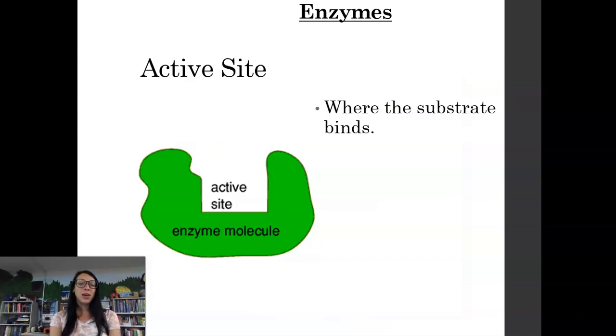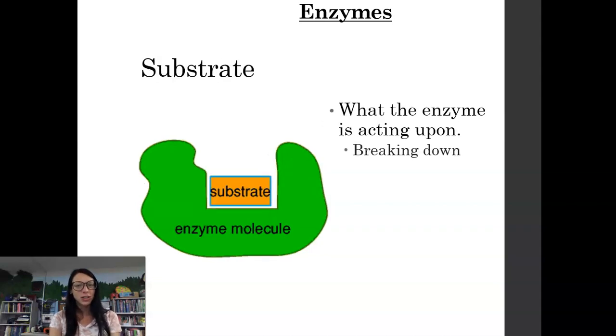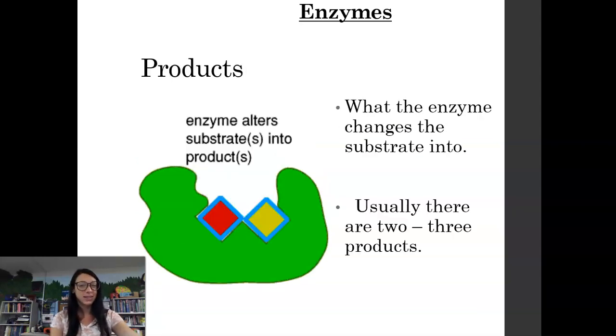So again, here is the active site. The active site is where the substrate binds. You can think about the substrate as like the reactants from the reaction. And the substrate is what the enzyme is acting upon, and eventually the substrate is going to be broken down into the products. And again, if it helps you, you can think of the substrate as kind of like the reactants. So the products are what the enzyme changes the substrate into.